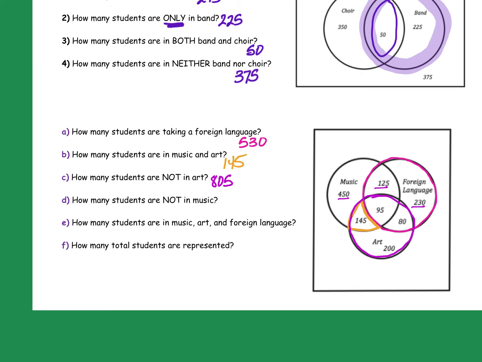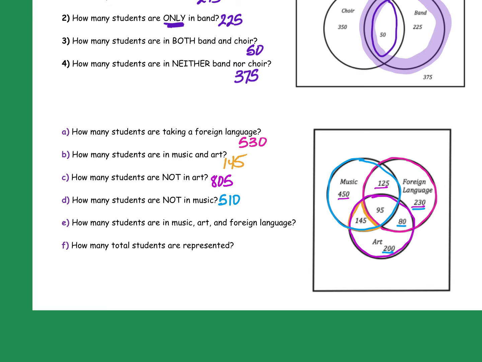And then the students not in music, I did the same thing with music. I circled my music circle here, and I added up everybody that wasn't in music. So this one, and this one. And got 510, I think. 230 and 280. 510.